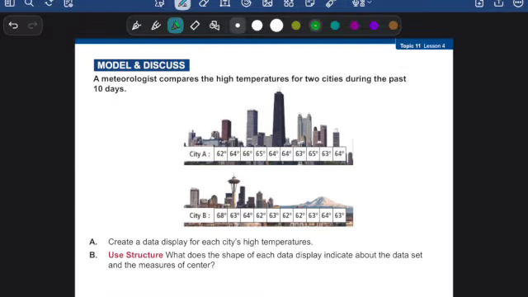For the model and discuss, we have two 10-day forecasts for two different cities, City A and City B. We can create a data display to observe the shape of the data and look at measures of center. So I think a histogram would be best. As we can see, we've got ranges of temperatures and we can calculate frequencies of each of those intervals.